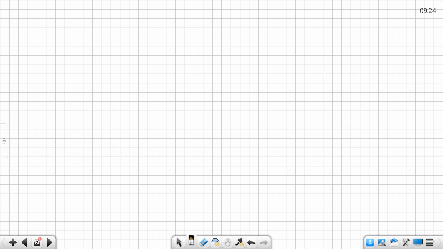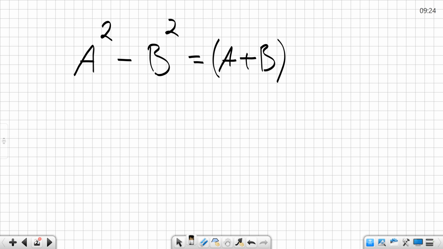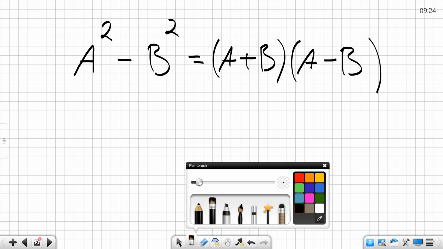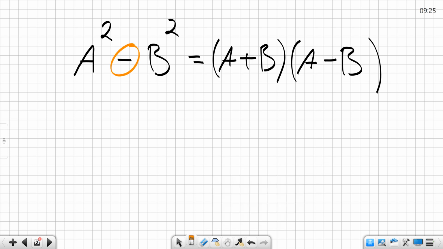So if I write this down in big, A squared minus B squared, something squared minus something else squared, will be A plus B times A minus B. I have the difference of something, and I turn it into the product of two things.